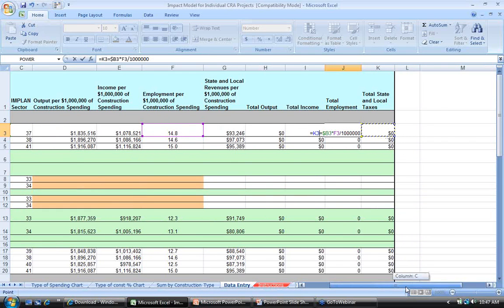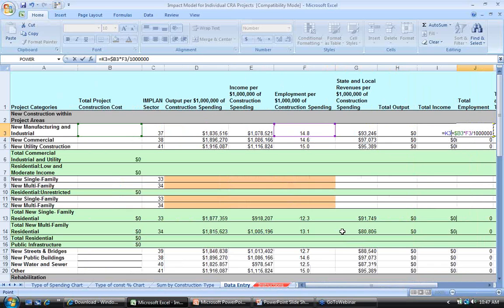Now, a caution which you'll hear me mention several times: these are all summation formulas here. These just sum up all the sector impacts. And so you don't put anything in these shaded cells. That's why there are already numbers there. They're zeros only because we didn't put anything in yet.